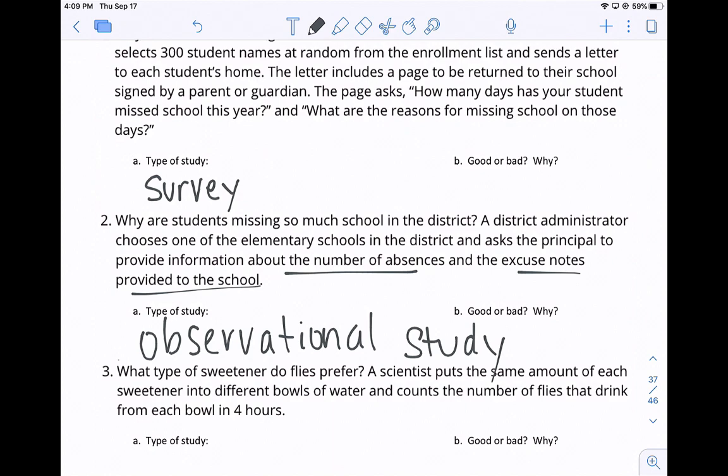And good or bad, and why? Well, it might be good if just everyone who's missing is in the elementary schools. It could be bad if there are a lot of elementary schools and maybe middle schools and high schools. So again, depending on the situation, it could be good or bad. I would say this one's probably not as great because you're just looking at one school and one type of school. So again, could you justify your answer?